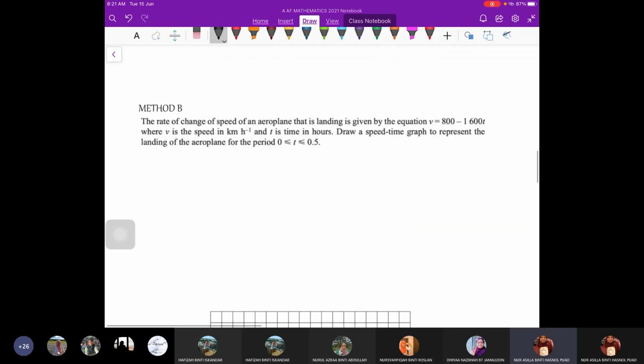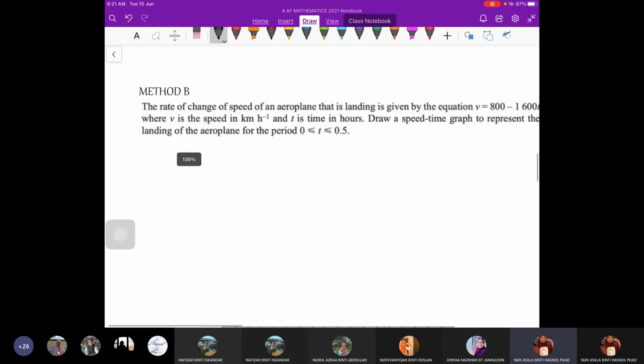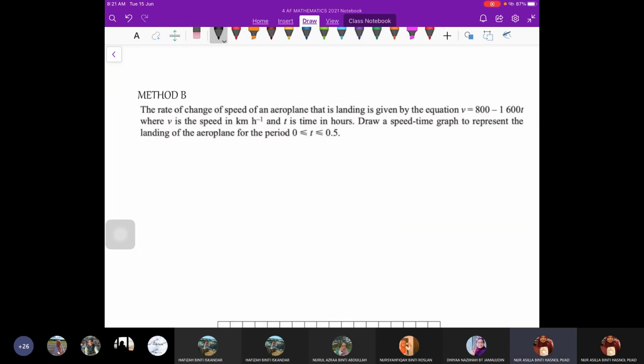Okay, so method B, told you before, we have two methods. One, it gives you a table. Another one gives you an equation. Okay, so an equation, it will not give you a table. There's no table.